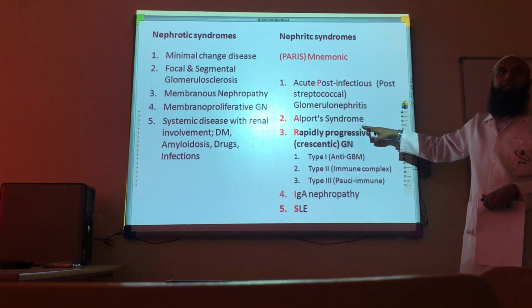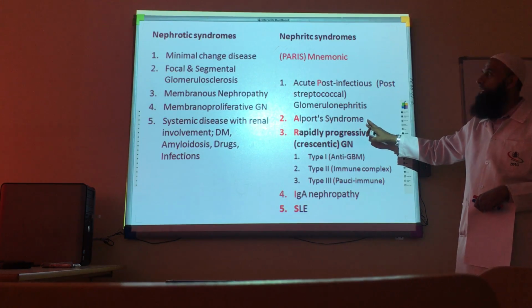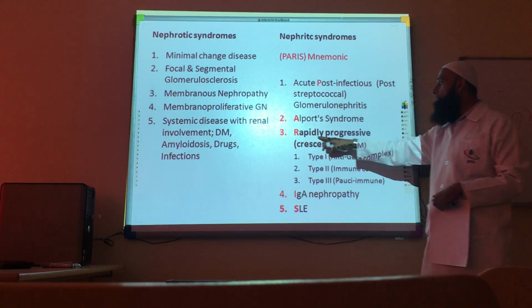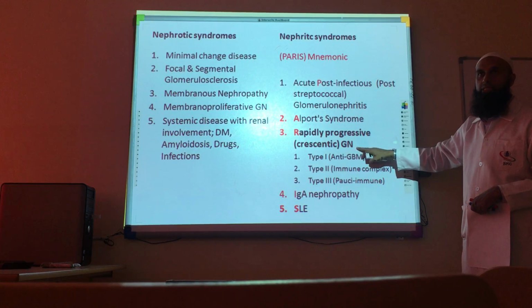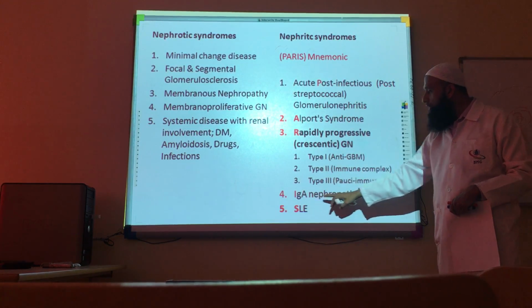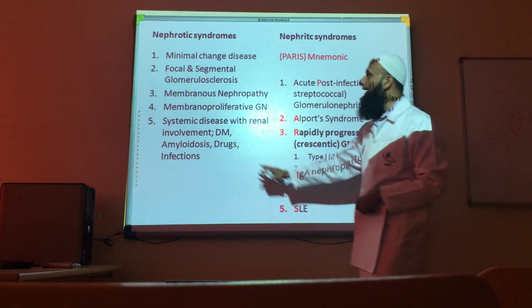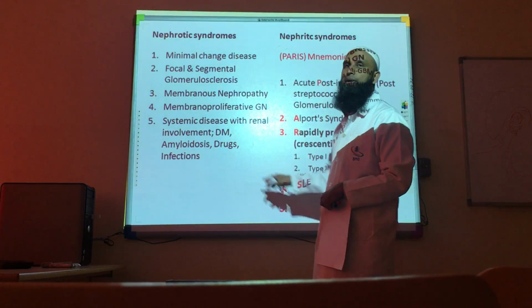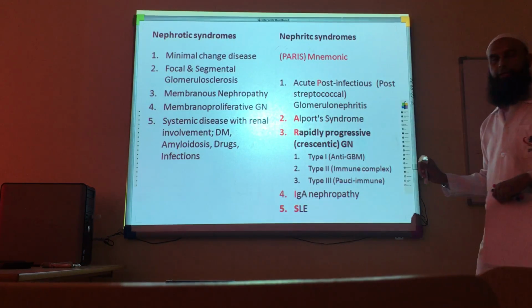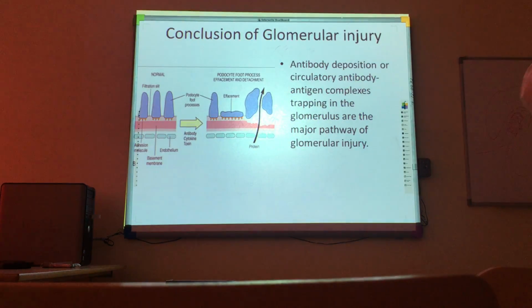A for Alport syndrome, which is an example of hereditary nephritis. R for rapidly progressive glomerulonephritis, also called crescentic glomerulonephritis. I for IgA nephropathy, and S for SLE. Well, SLE can be both here and here, but it usually presents with nephritic. So what are the diseases with nephritic? Paris.